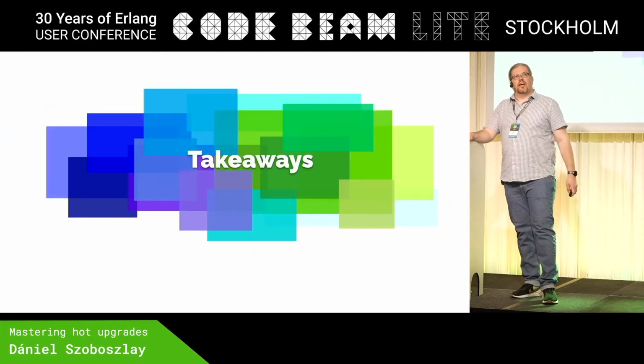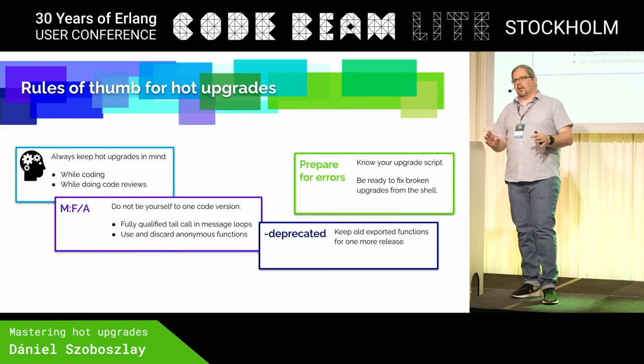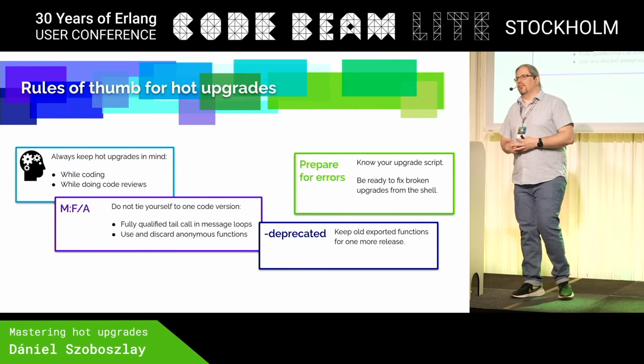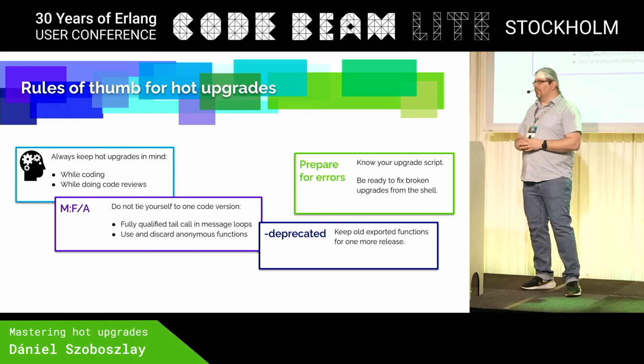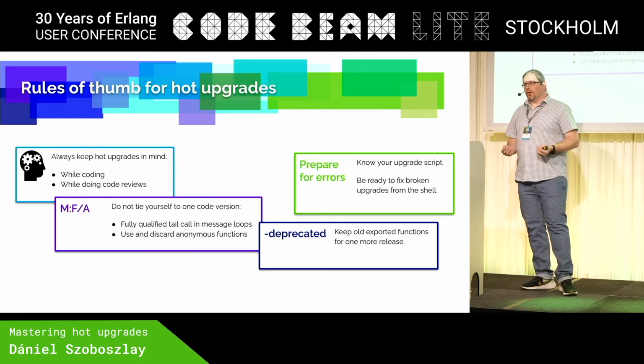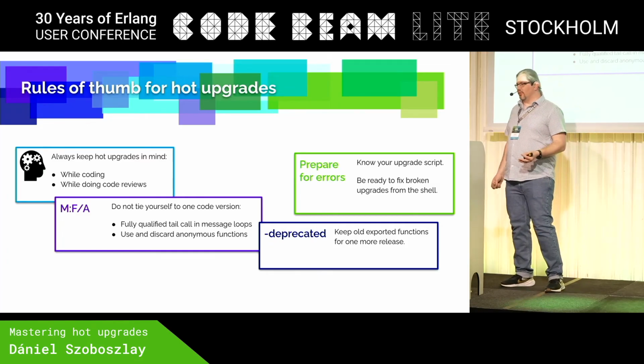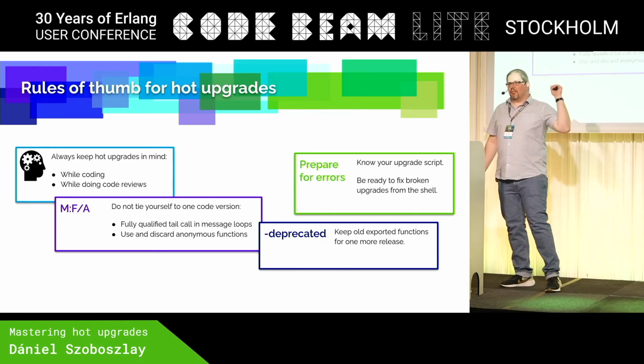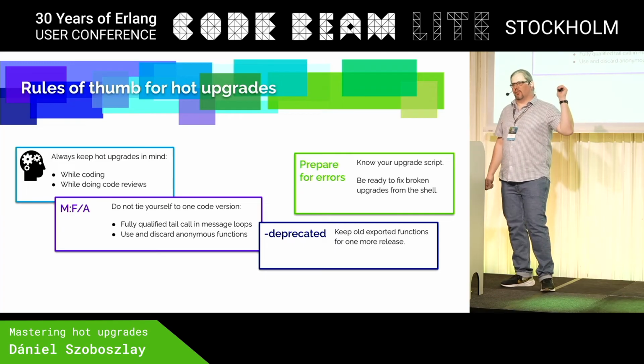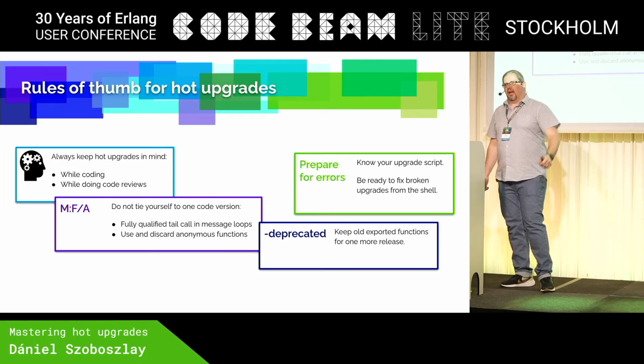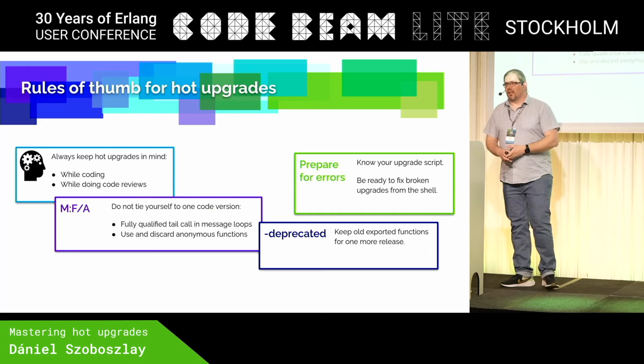So I had this much time, so just to reiterate the takeaways: you can get very far with hot upgrades just by following a few simple rules of thumb, like always code with hot upgrades in mind, do not accidentally tie yourself to one particular version of your code, always keep exported functions around one more release as deprecated, and be prepared for errors happening in production.